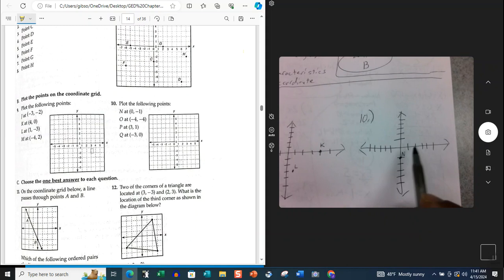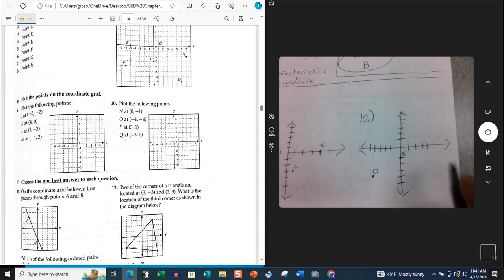Now we go to O. Now O, we start at the origin. We go to the left 4, 1, 2, 3, 4, and then we go down 4, 1, 2, 3, 4. So that would be your O.